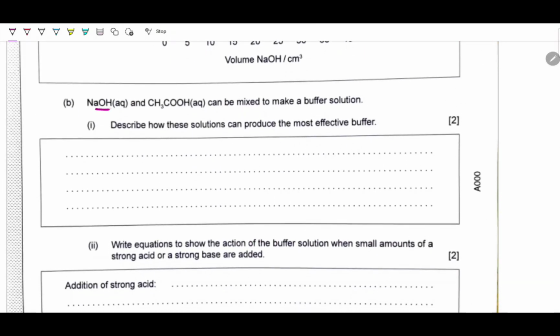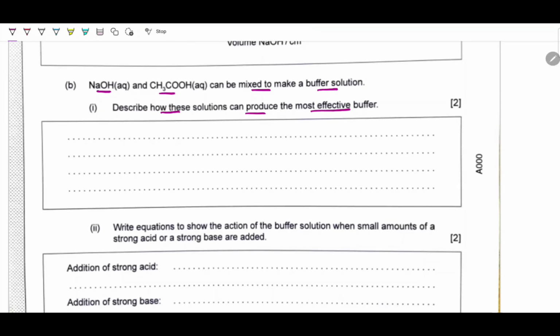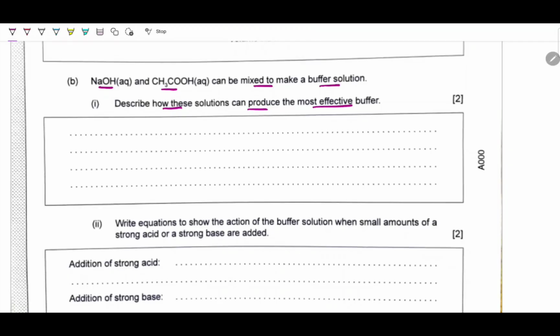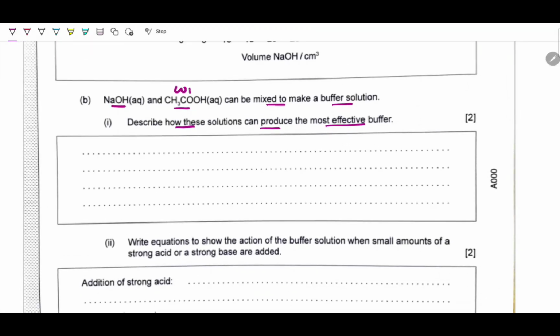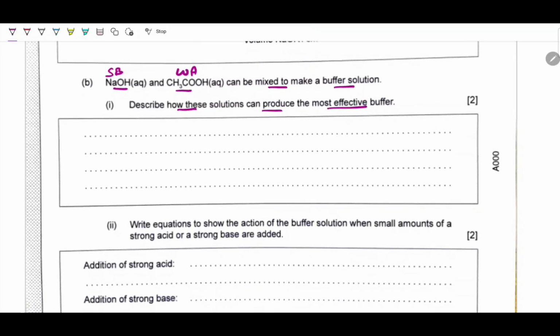Next, NaOH and CH3COOH are mixed to make a buffer solution. Describe how the solution can produce the most effective buffer. In order to make a buffer, we should find out which type of buffer it is. It is a buffer of weak acid, and when I mix a strong base to it, it will form a salt of the weak acid with strong base. This will be an acidic buffer.